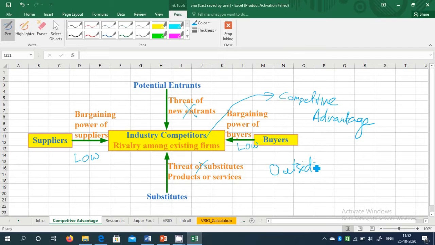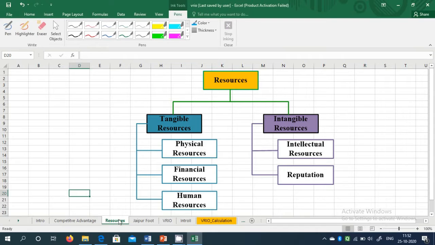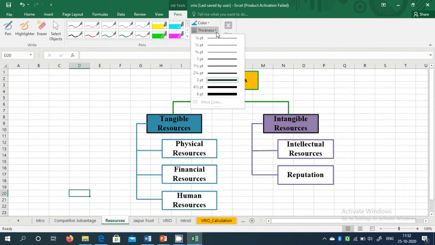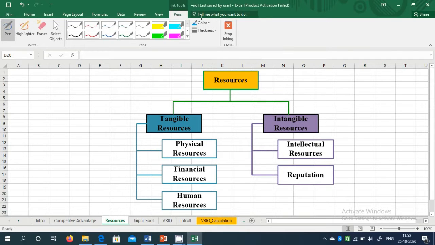the outside-in approach. That means based upon the industry in which you are located, you plan, and then your company is prepared accordingly. But there is another approach, which is the resource based view, which is an inside-out approach. So what is this inside-out approach, and who are the promoters of that?